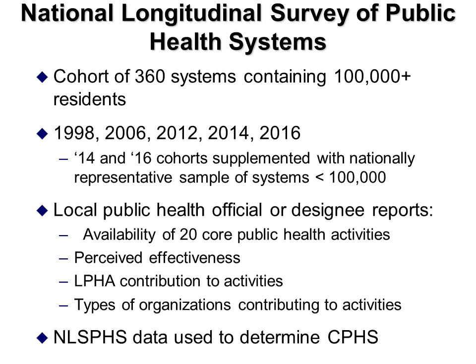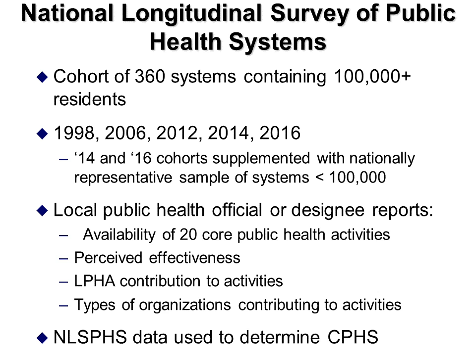It's important to note that the last 2 cohorts were supplemented with a nationally representative sample of systems under 100,000. And one of the phenomena we've seen in public health is that while most of our population is served by large systems, most public health agencies serve small populations. So this allowed us to get an idea of what these systems represented by smaller agencies looked like. For our analysis, given that we were looking at change over time, we did not include this supplement of smaller systems in our analysis.